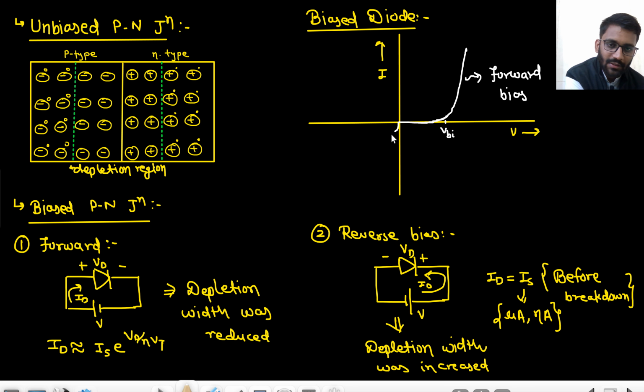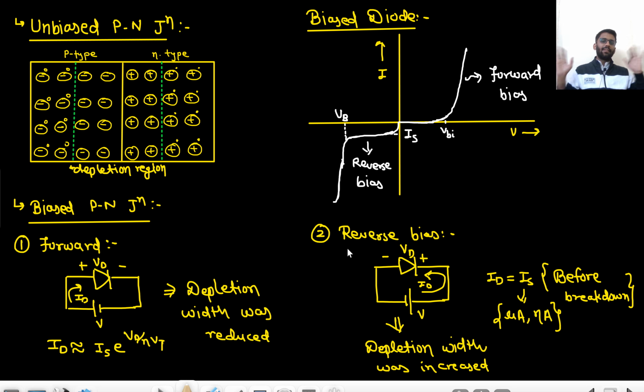And in reverse bias, what happens? There is always a reverse saturation current. And then at breakdown, it rises very rapidly. So this is your VB, the breakdown voltage, and this current is your IS. This was happening in reverse bias. This is everything that you need to remember.